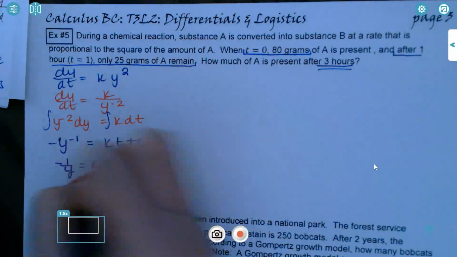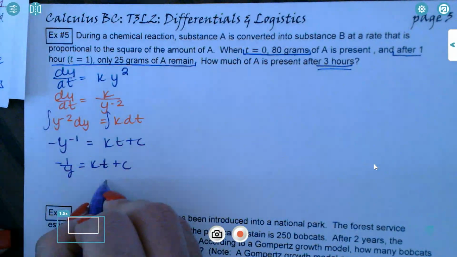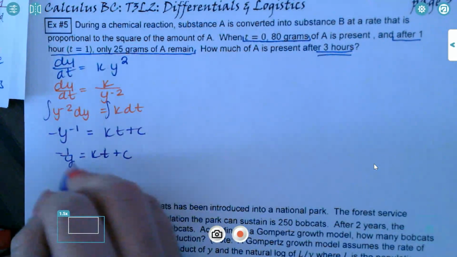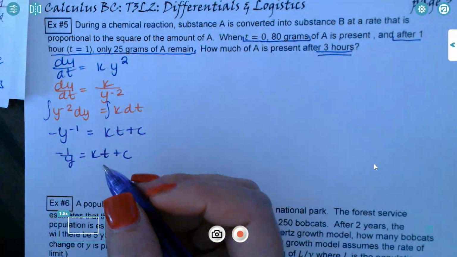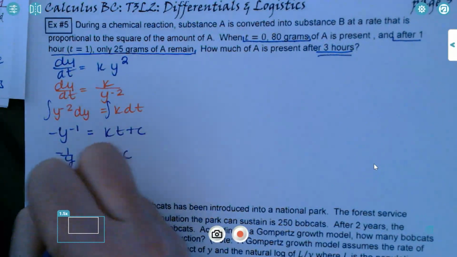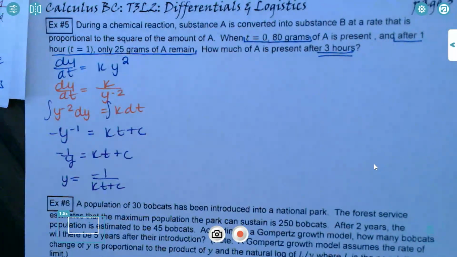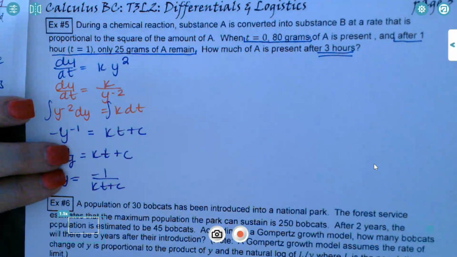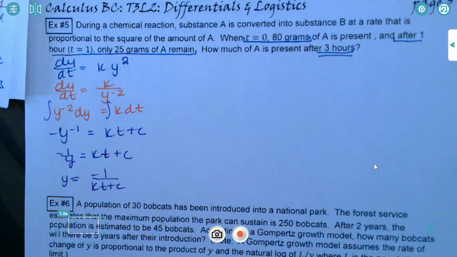Negative 1 over y equals kt plus c. So ultimately what's happening here is I'm putting this over a 1, and we're just switching places. If I flip this, then I can flip this. So y is going to equal negative 1 over kt plus c. Basically this turned upside down. I moved the negative over to here, and then that turned upside down as well.